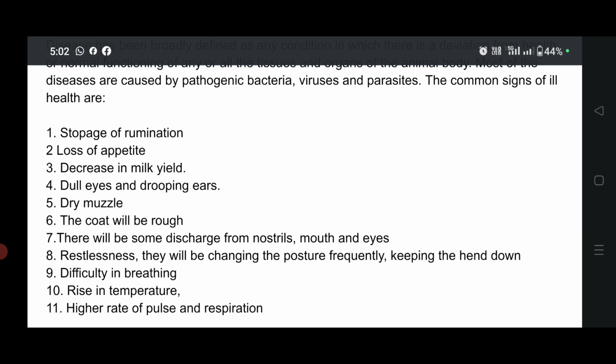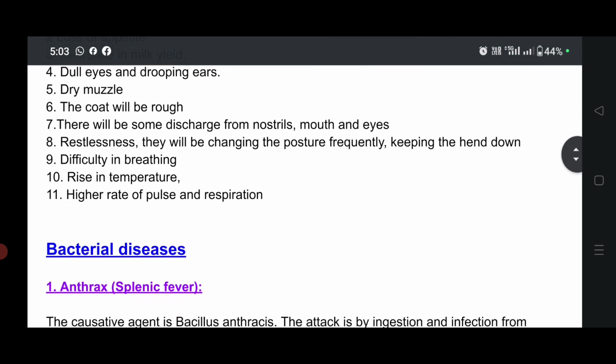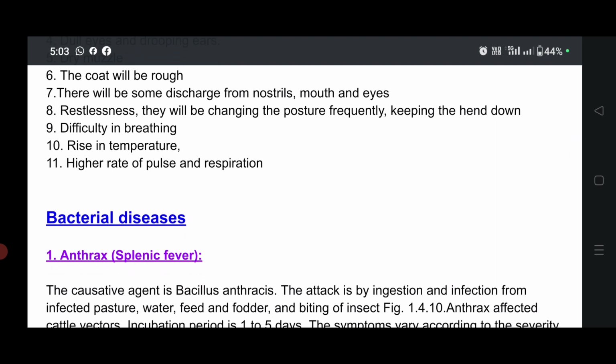8. Restlessness, they will be changing the posture frequently, keeping the head down. 9. Difficulty in breathing. 10. Rise in temperature. 11. Higher rate of pulse and respiration.